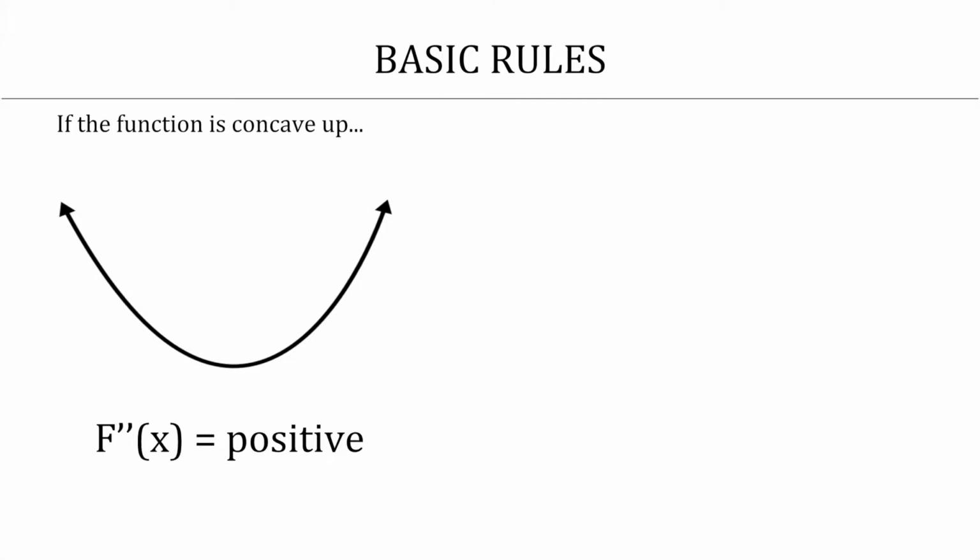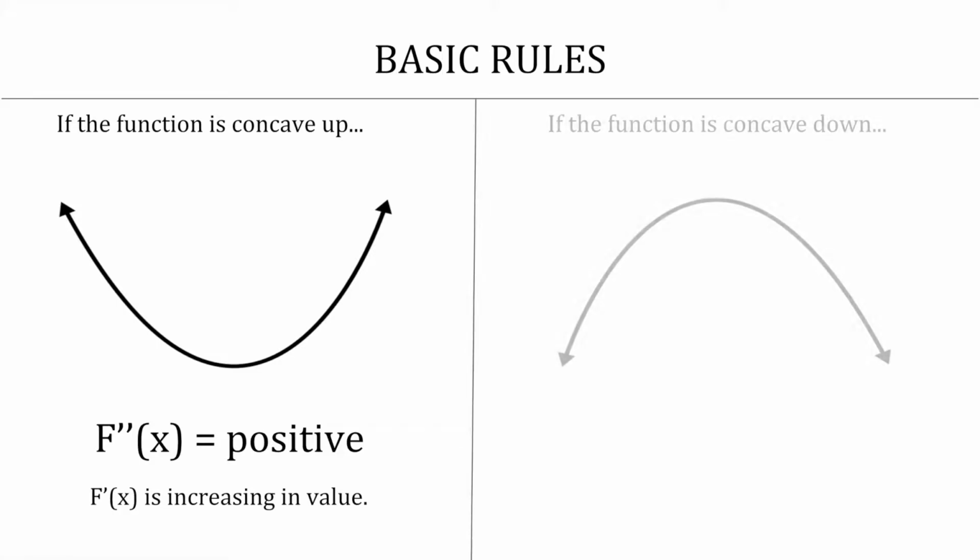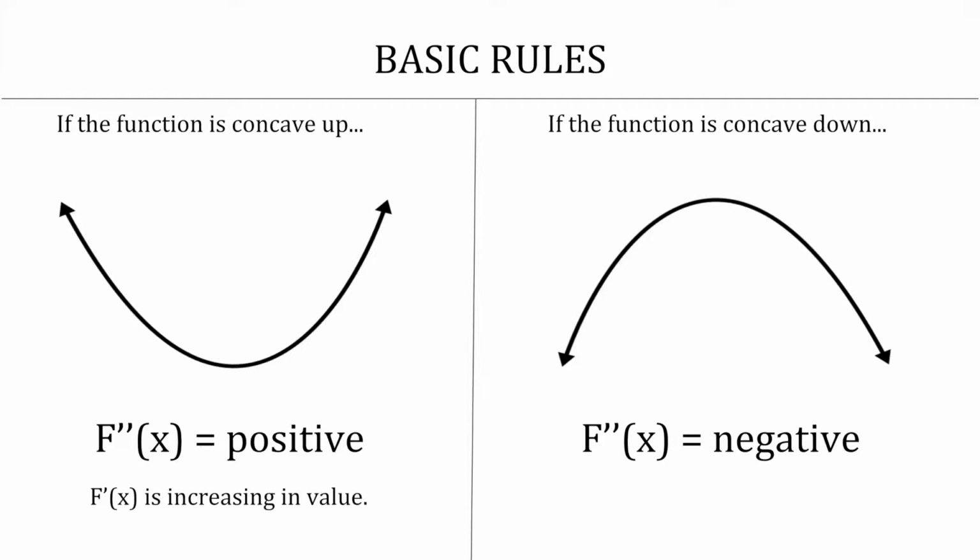Next, if the function is concave up, the second derivative is positive, and when the second derivative is positive, that means that the first derivative is increasing in value. And if the function is concave down, the second derivative is negative, and when the second derivative is negative, that means the first derivative is decreasing in value.